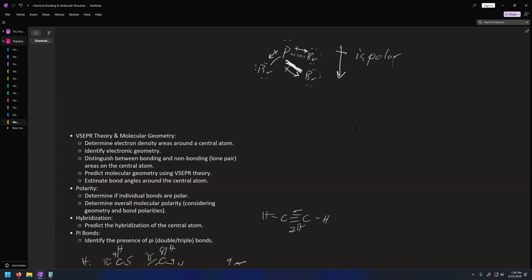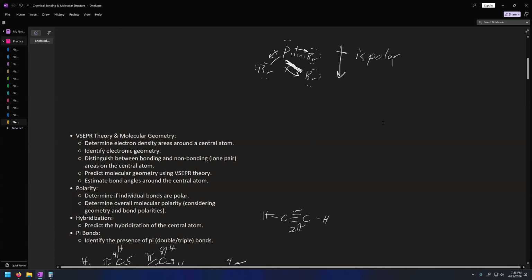Cool. In the homework, I think there was a subsequent question about pi bonds. Sure. The number of pi bonds is just about looking at the number of double bonds and triple bonds that there are. In this molecule, there are no double or triple bonds. Therefore, the answer would be 0 pi bonds. 0. Okay.